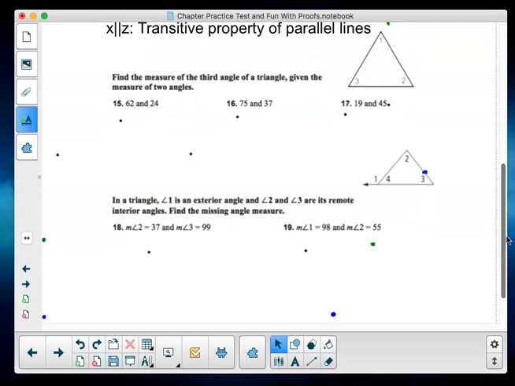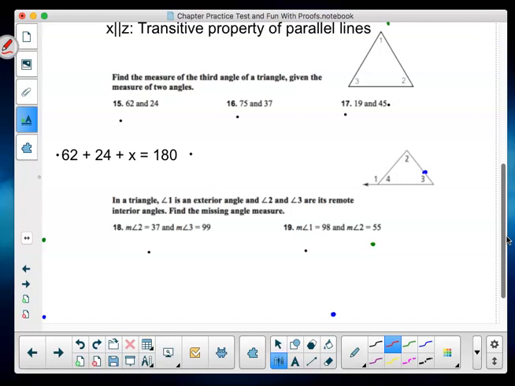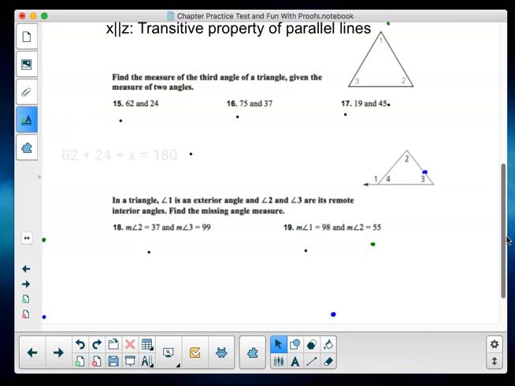So when I'm doing this, I'm thinking 62. Now maybe I should write this out: I got the measure of angle 1 plus the measure of angle 2 plus the measure of angle 3. All 3 angles add up to 180 degrees in a triangle. So I got 62, 24, x. I add those together and I got 86, and I subtract, get 94. So the missing angle, the 3rd angle of the triangle, is 94.